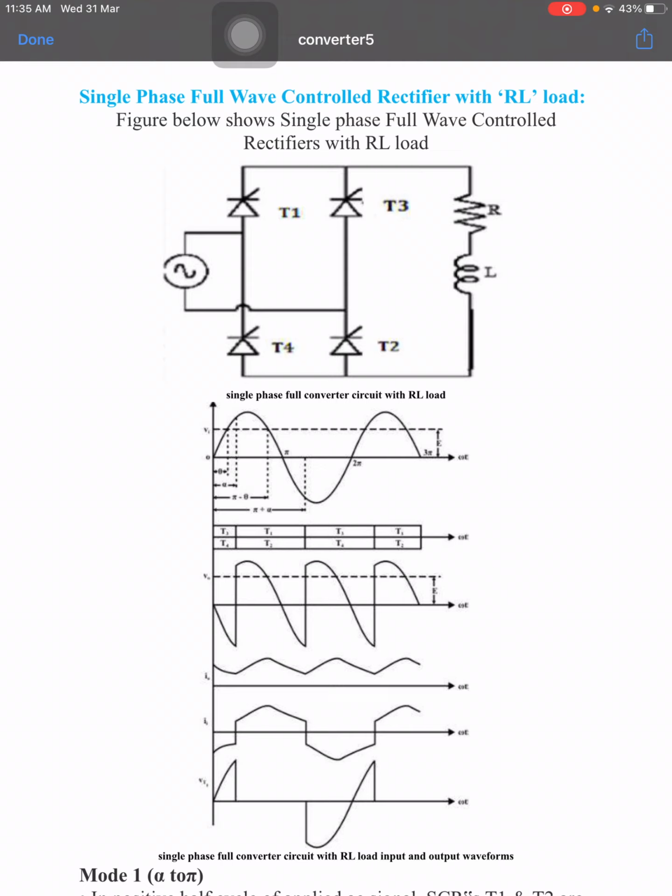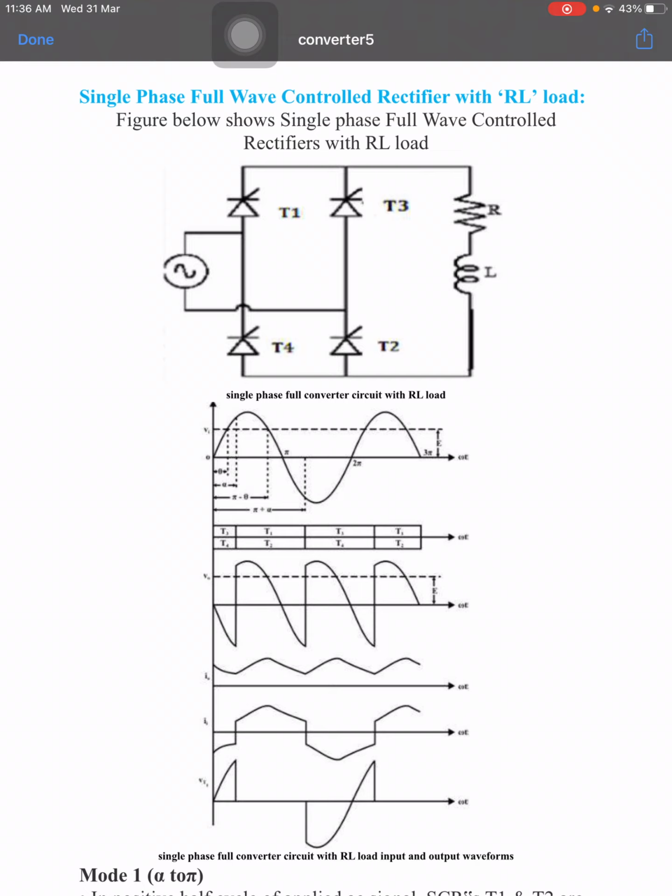The induced EMF is positive and maintains T3 conducting, while T4 is in a reverse biased condition, a reverse polarity condition. Thus the load voltage is negative and equal to the instantaneous AC supply voltage, while the load current continues to be positive. Then similarly, at omega t equal to alpha or 2 pi plus alpha, again T3, T4 commutation starts and T1, T2 are turned on.